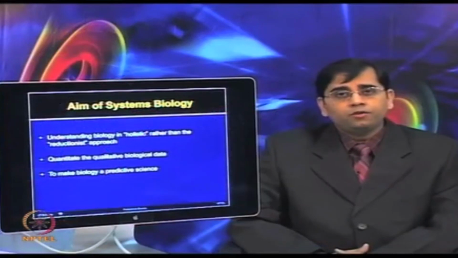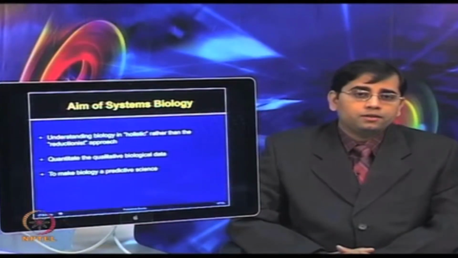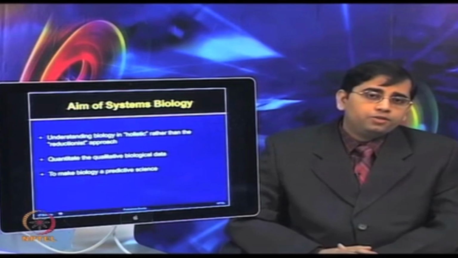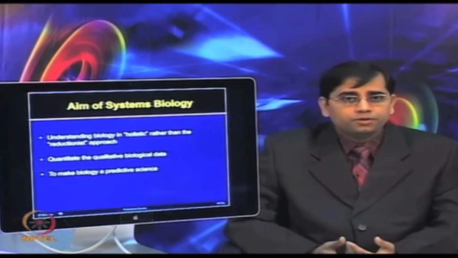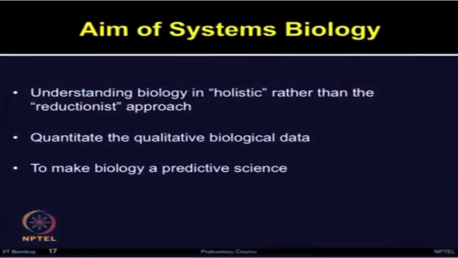So, what is the aim of systems biology? To understand biology in a holistic approach rather than the reductionist approach. Systems biology aims to quantitate the qualitative biological data and provide some level of predictions by applying different types of computational modeling.